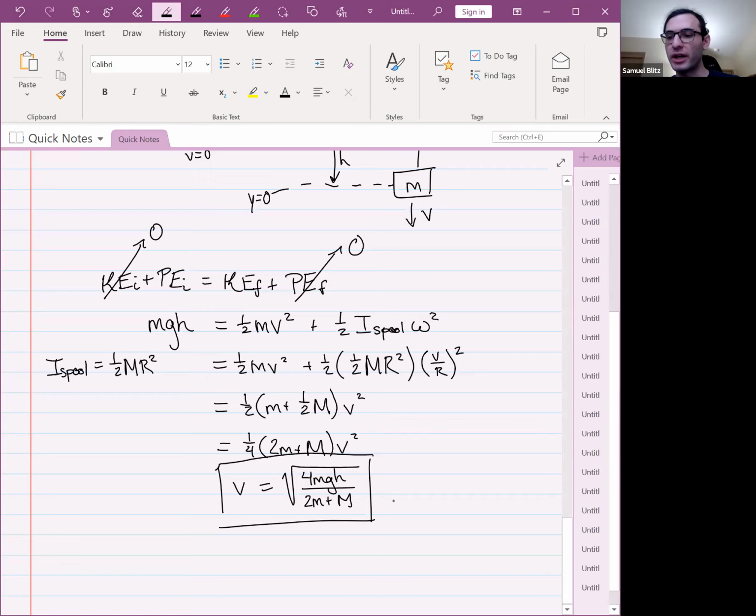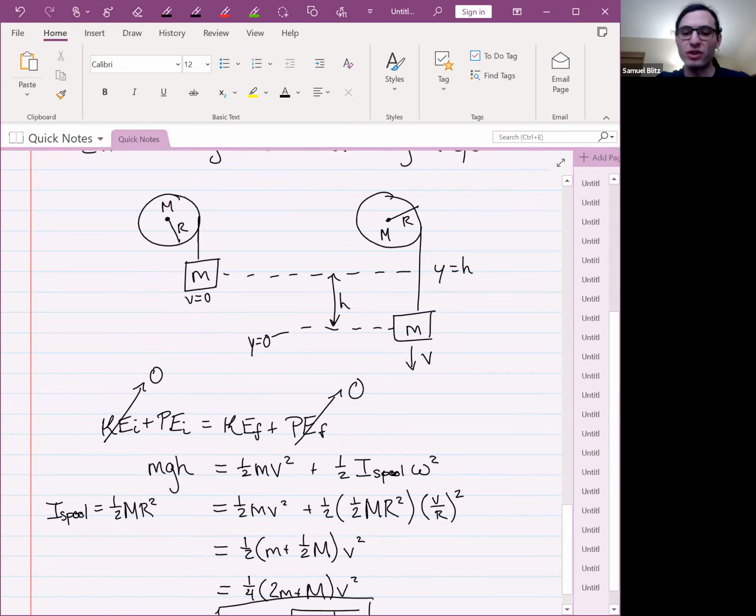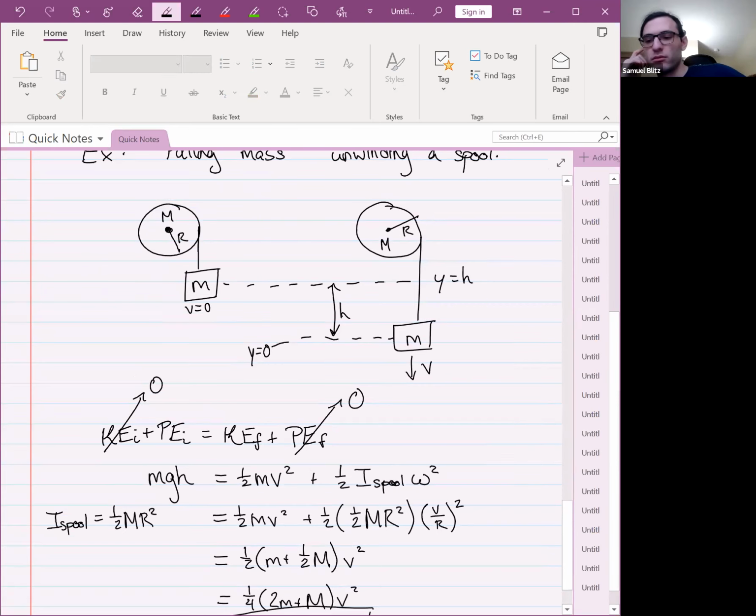Remember when we talked about how the spool is fixed in place? We're just assuming it's bolted to the wall or something. It's not floating. Yeah, sorry if that wasn't clear. So this is just another example of rolling without slipping giving us a constraint. And that's really what it is.